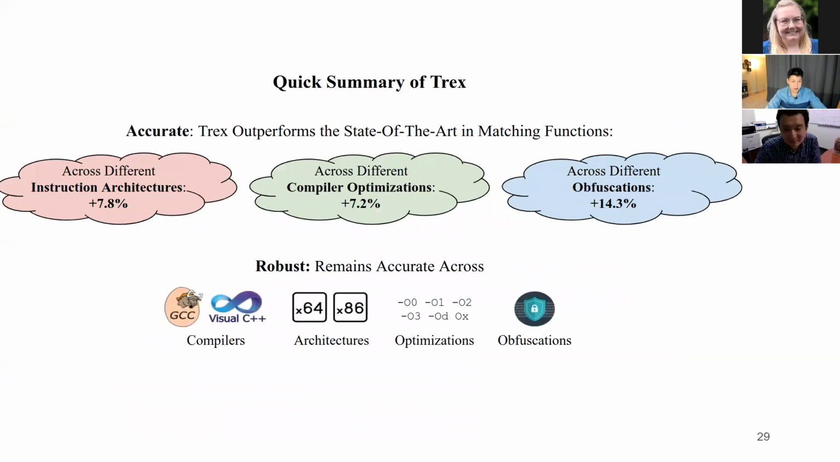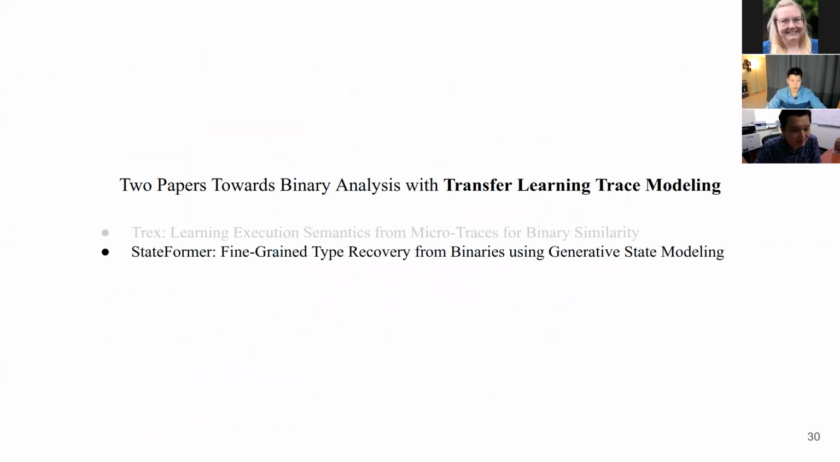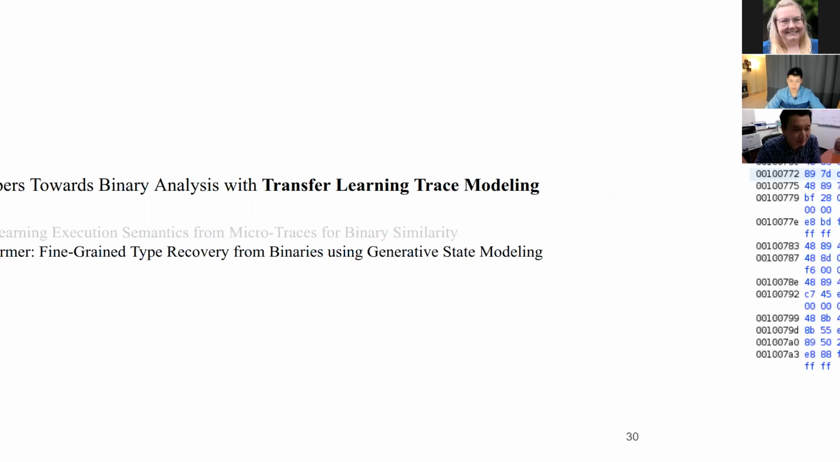Okay, so now I will jump quickly to the second work, and it also leverages a similar idea of trace modeling, but with several improvements over the previous pre-training in TRACES. And this paper is about type inference on binaries using this trace modeling idea.